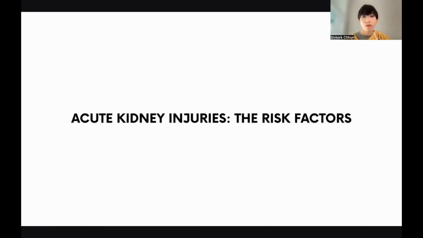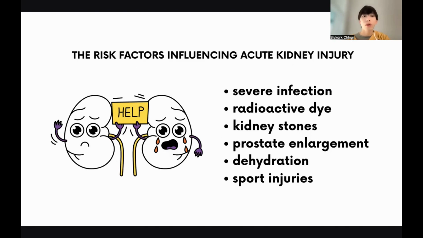There are risk factors influencing acute kidney injuries, including severe infections of the urinary tract and radioactive dye. This is usually a contrast dye used in an X-ray procedure or any procedure method that inserts dye, and the radioactive dye is usually an X-ray dye. These can develop acute kidney injuries, damage to the kidney. Kidney stones can obstruct the urinary tract. Prostate enlargement can again develop into prostate cancer.